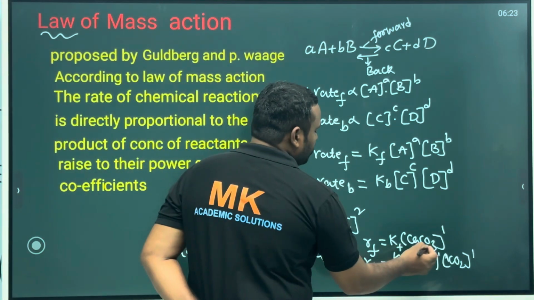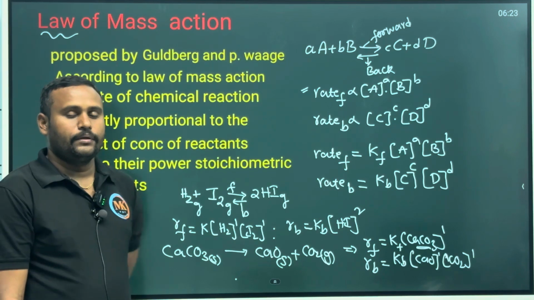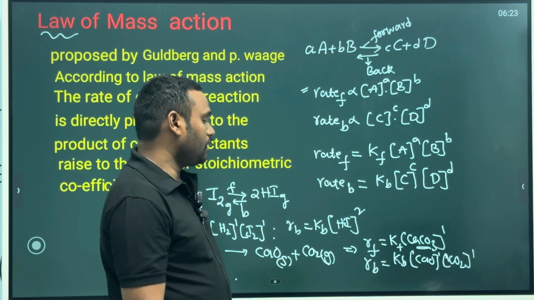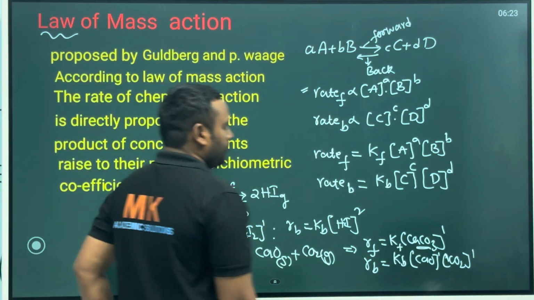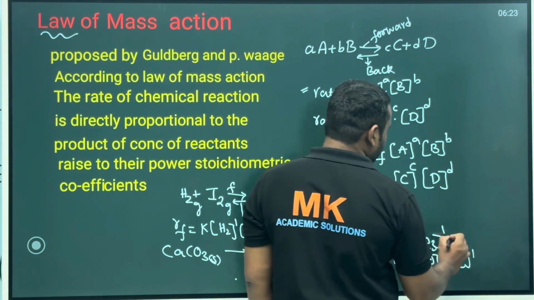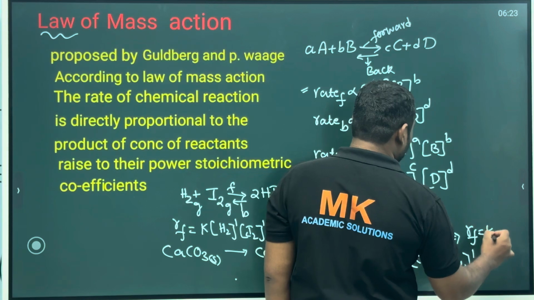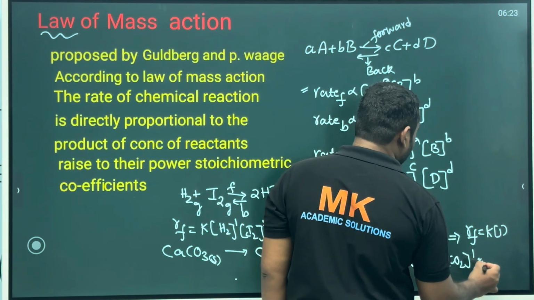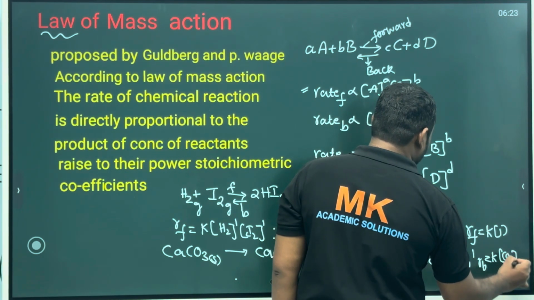CaCO3 is solid. If any solid or pure liquid is involved, what we will do, children? We will take their molar concentrations as unity. Okay, we will take as what? Unity. That's why the rate of forward reaction is equal to K into 1. Here also the rate of backward reaction is equal to K into only CO2 power 1.